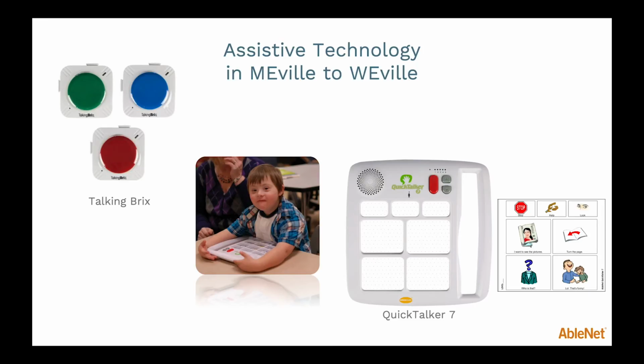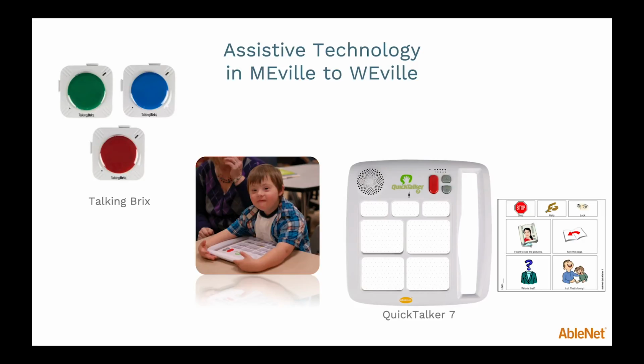Also included with MEville to WEville are 7 pieces of assistive technology: talking bricks, the Quick Talker 7, the Hitch, and 2 jelly bean switches. Talking bricks are 3 single recordable message output devices that can be used for single messages, but also for stringing together messages, or to place words in short sentences or phrases, or to use the letters to sound out words, or combine an onset and rime to read a word. Look for the talking bricks in the Action Dictionary as an adaptation for reading, sounding out, and rhyming words.